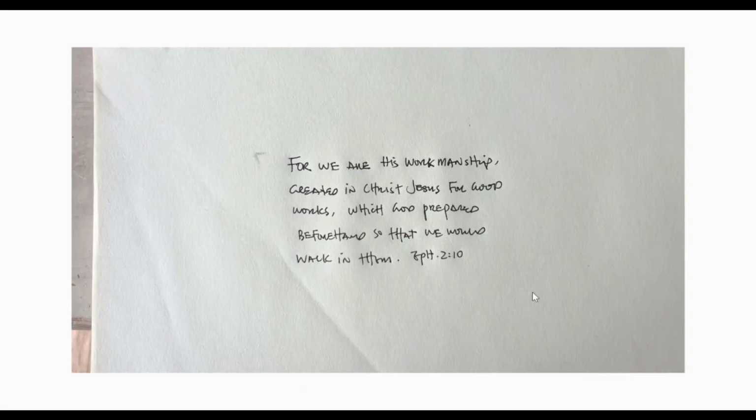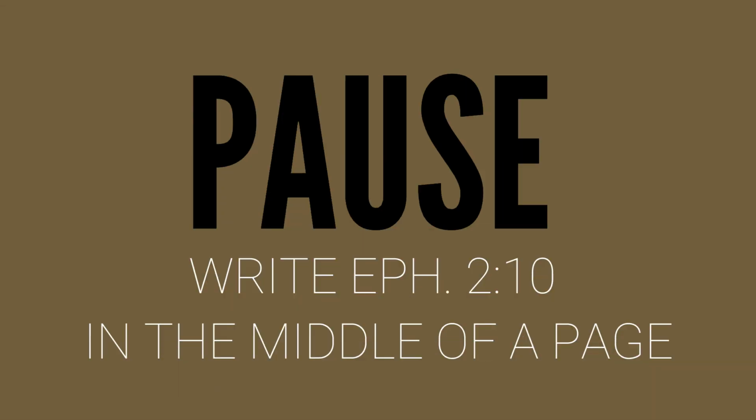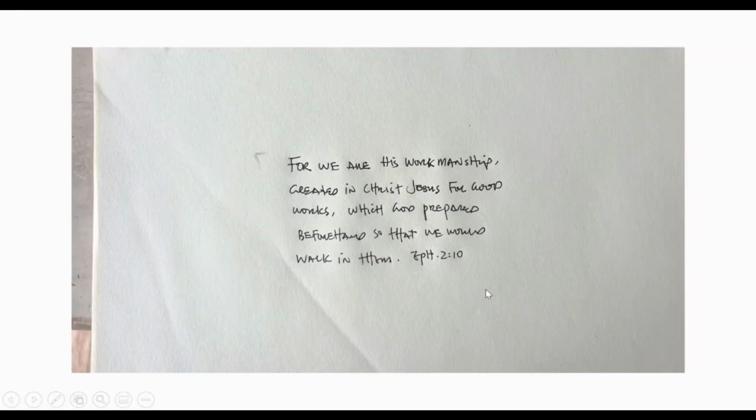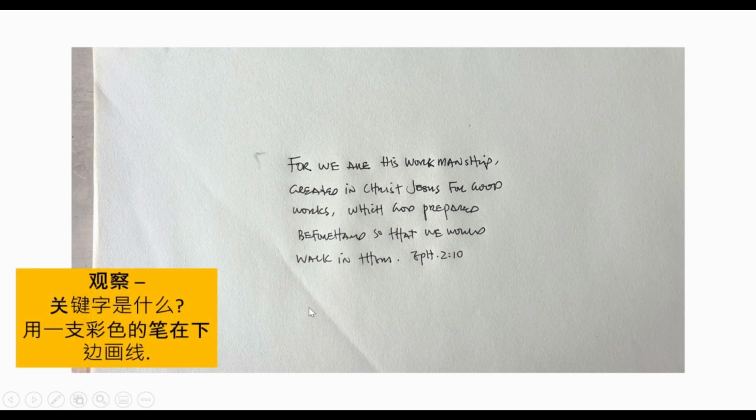This is what I usually do for my verse mapping. First of all, I would write that verse in the middle of a blank paper, okay? And then after that, I would spend some time using a color pen to highlight any keywords that I want to look up the meaning of. So I would look up the meanings of these words. I will use a pen to highlight all the keywords that I want to study.